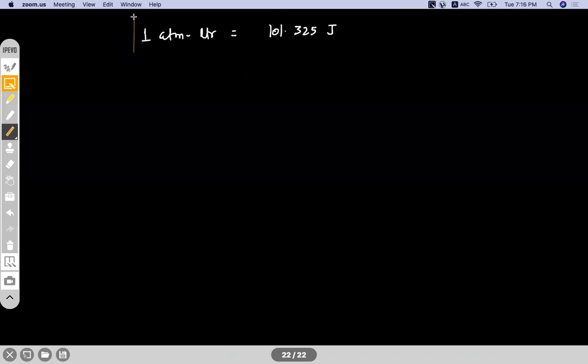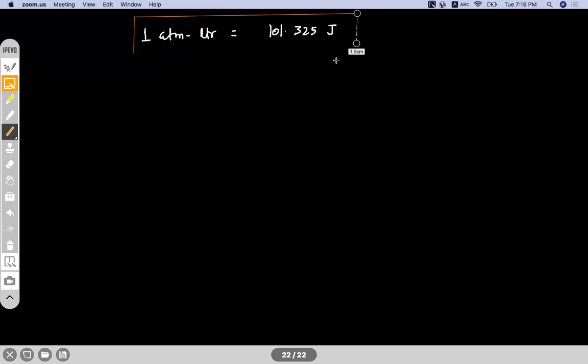1 atm liter is equal to 101.325 joule. If you want an approximation, you can take 100, but mostly we'll take the entire value, 101.325 joule. If you forget this particular value, then what will you do? I'll give you an alternate way for this.